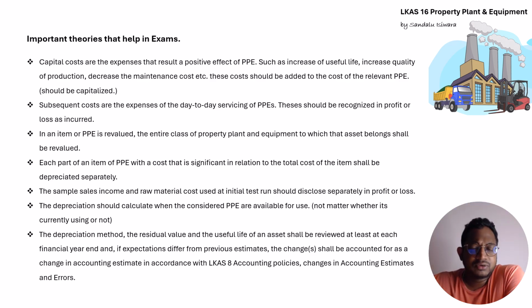Here I summarize some important things that help in your adjustments. After the recognition of property, plant and equipment at the initial point, there are two costs that can be incurred. One is capital cost and the other one is subsequent cost. Capital cost means the cost that has a positive effect on the property, plant and equipment. As examples, an increase of production quality, productivity, or product volume, or an increase of the lifetime, or decreasing the maintenance cost.